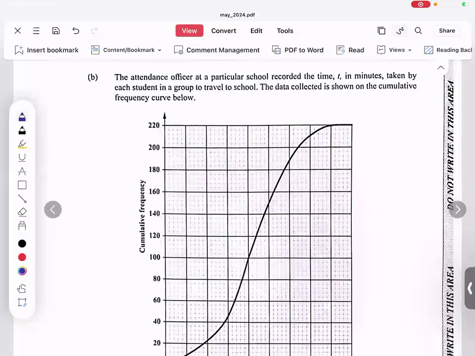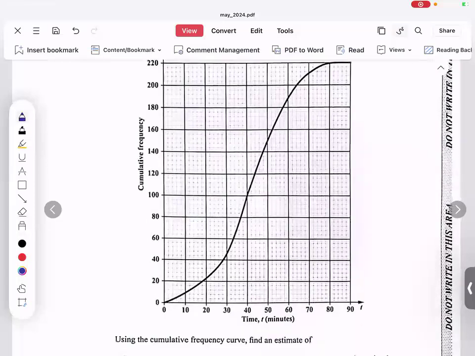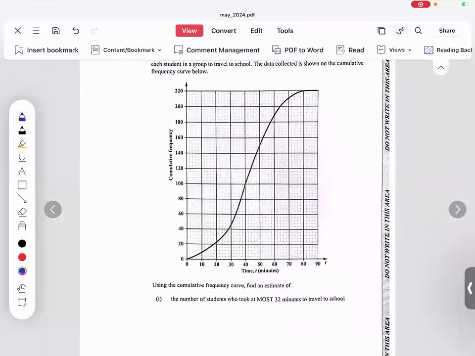All right, so the attendance officer at a particular school recorded the time, T, which is in minutes, taken by each student in a group to travel to school. The data collected is shown on the cumulative frequency curve below. So we know that everything down here is going to be what? Time in minutes. And everything up here is telling us the amount of persons that were recorded, right?